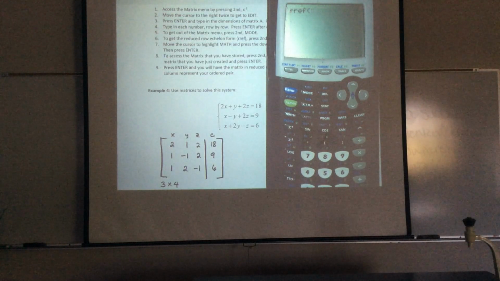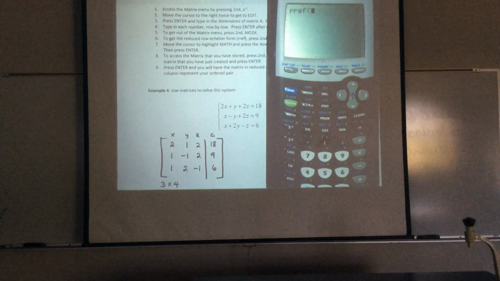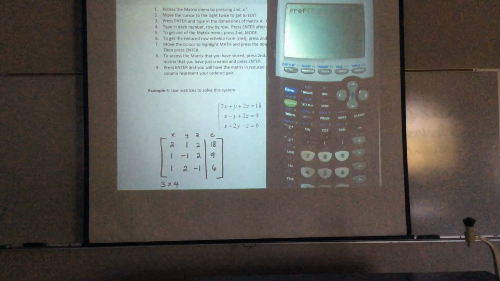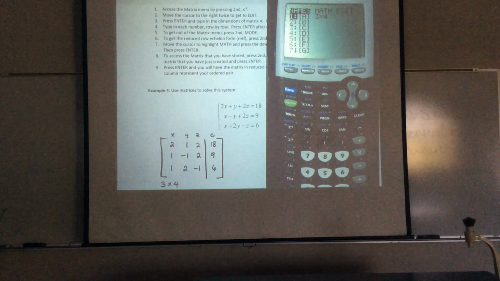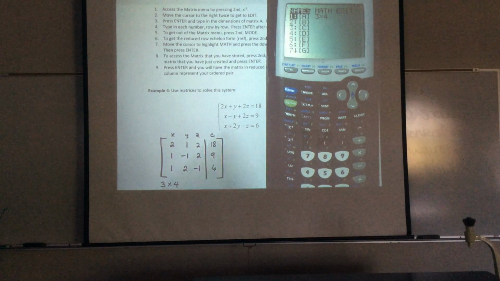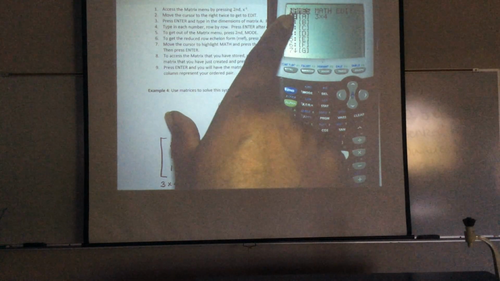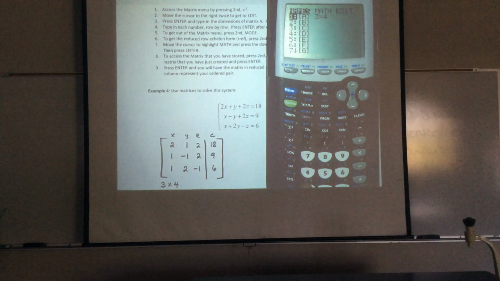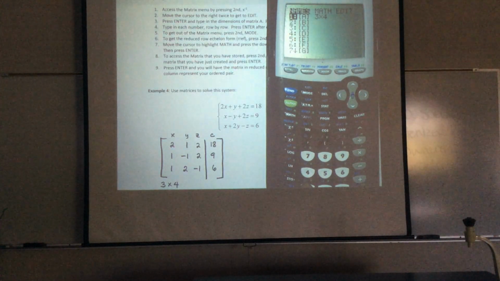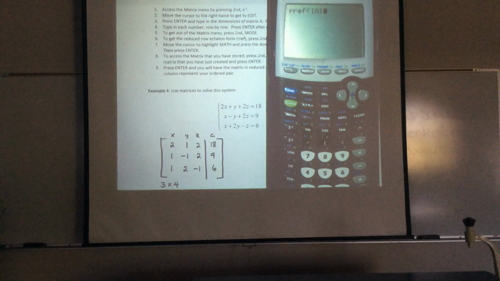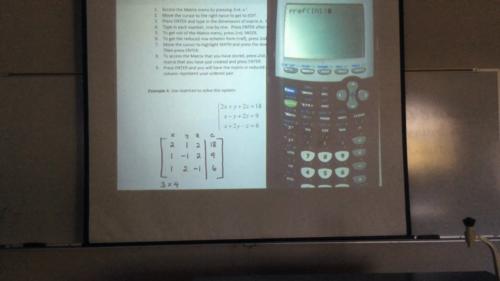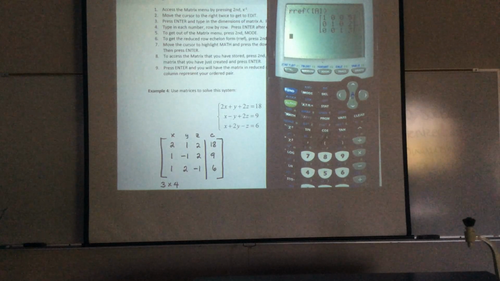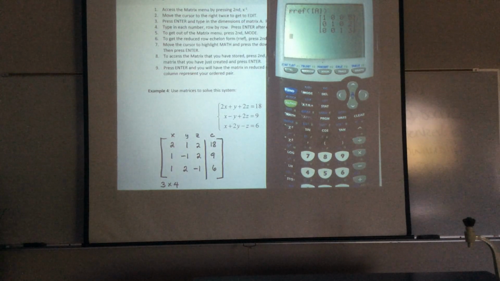Now we want to pull up the matrix that we stored, in this case, matrix A. So I'm going to go to second, x to the negative 1 again. Under the names menu, I'm going to select number 1, because that's where I stored the matrix that I entered into A. If you want to, you can close the parentheses, and then finally press enter. That will be the matrix in what we call reduced row echelon form.